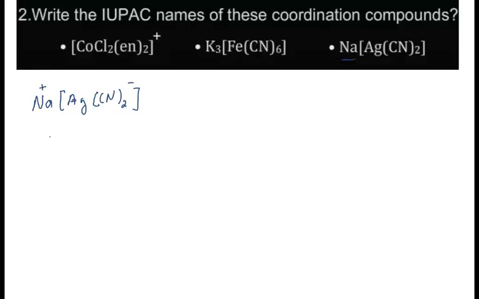So sodium has to be written first. So sodium. Then leaving some space, it will be 2 times, dicyano. Since this is a complex anion, the name of the central metal will be written so that it ends in -ate, and its Latin name is argentate.